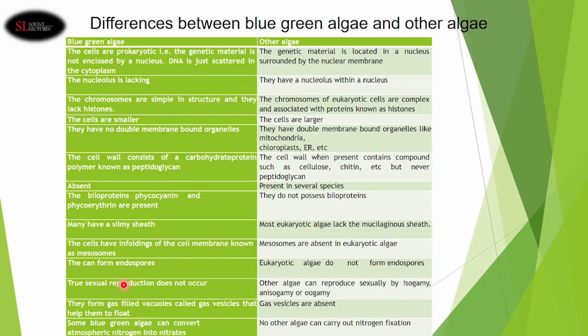These ones, cyanobacteria, can form endospores. Eukaryotic algae cannot form endospores. They don't have any sexual reproduction. These ones can reproduce either by isogamy, anisogamy, or oogamy.